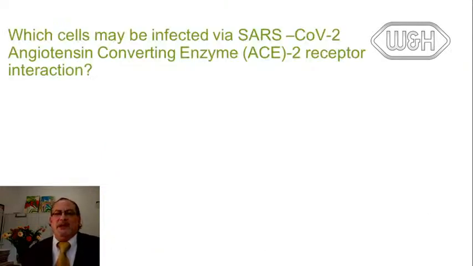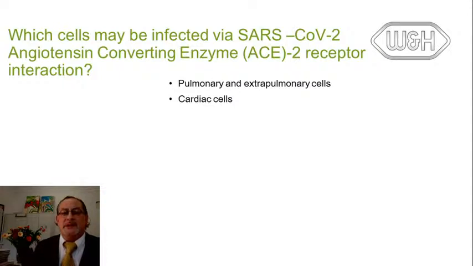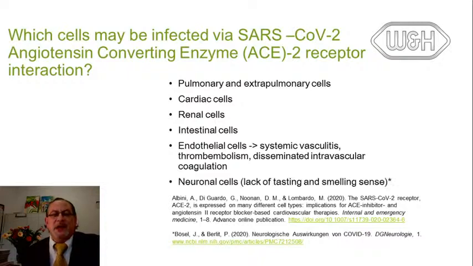So which cells may be infected by SARS-CoV-2 through the angiotensin converting enzyme 2 receptor interaction? First of all, of course, there are the pulmonary cells, but also extrapulmonary cells. And these extrapulmonary cells are primarily cardiac cells, the renal cells, the intestinal cells, and the endothelial cells causing systemic vasculitis, thromboembolism, disseminated intravascular coagulation, and neuronal cells, which are the reason for the lack of tasting and smelling sense.